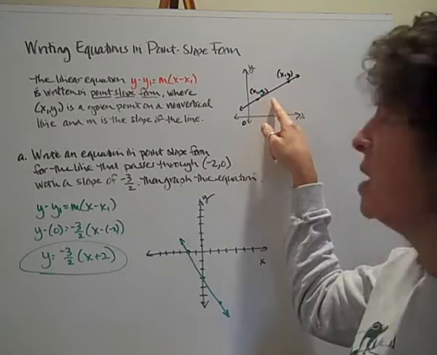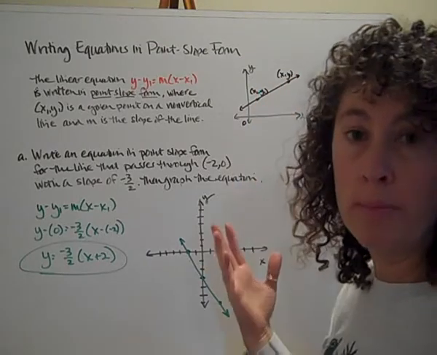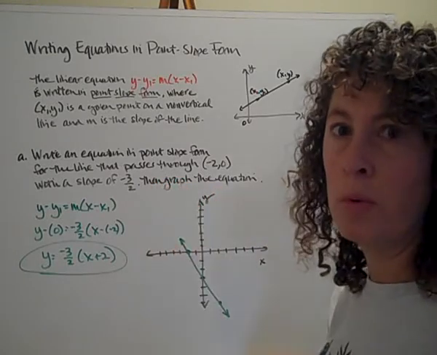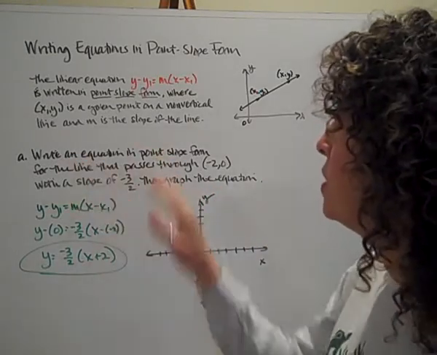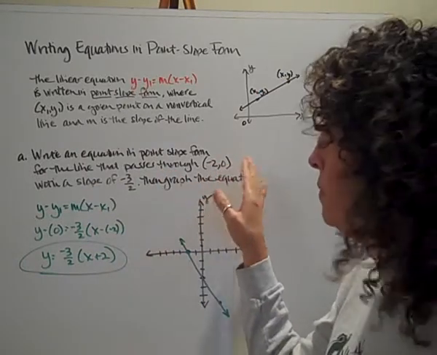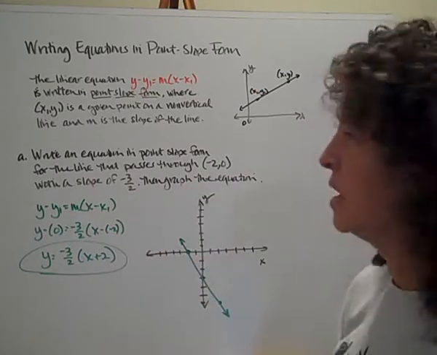So if I have a point on that line, I can figure out one point. If I know two points, I've got a slope there. Or maybe I've been given the slope. So let's look at a situation where we would use point-slope form. Write an equation in point-slope form for the line that passes through (-2, 0), with a slope of -3/2, and then we're going to graph the line of that equation.